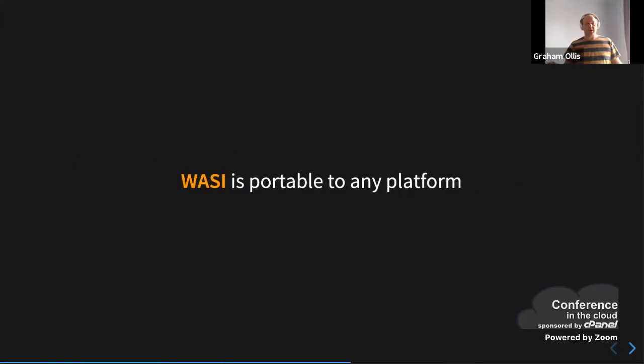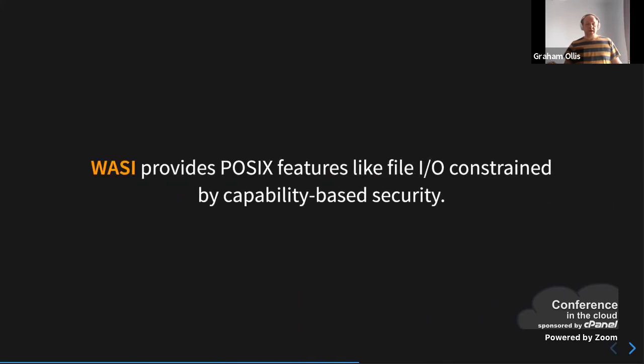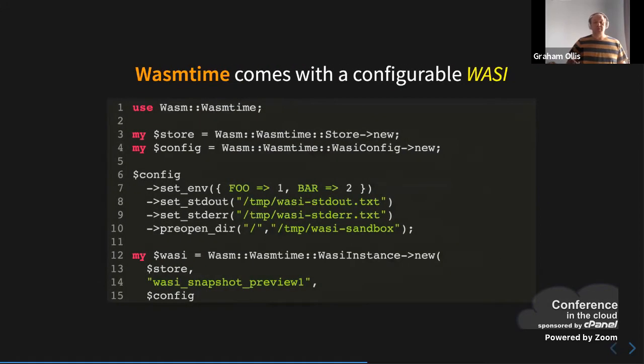WASI is portable to any platform, pretty much. It provides POSIX features like file IO, which can be configured for the security conscious by the WebAssembly runtime. So how do we do that from Perl? Wasmtime comes with a default WASI that can be configured for your security needs. Wasm::PM by default gives full access to the local system, though I plan on adding an isolation option. This will allow specific modules to be isolated from other WebAssembly modules, from Perl, or from the operating system.